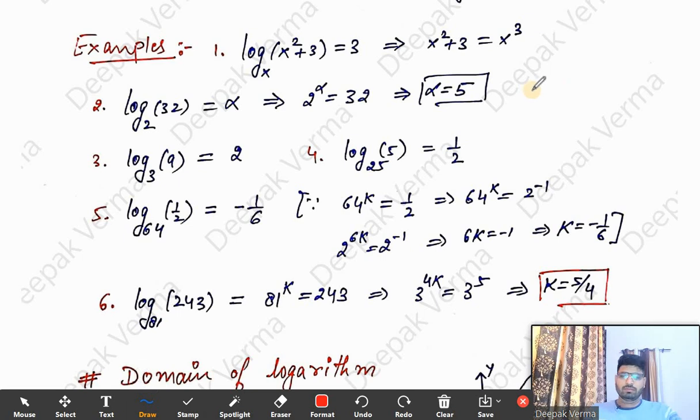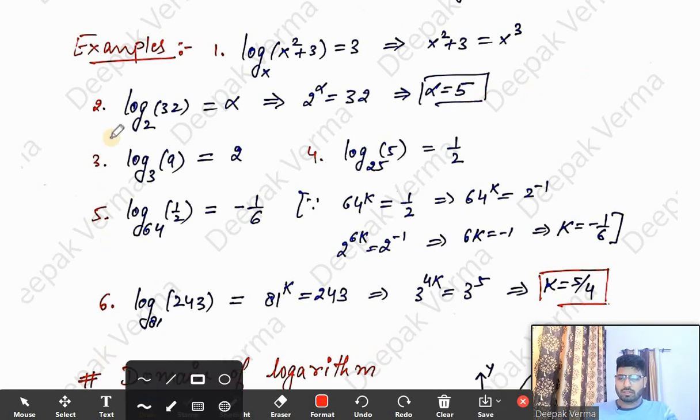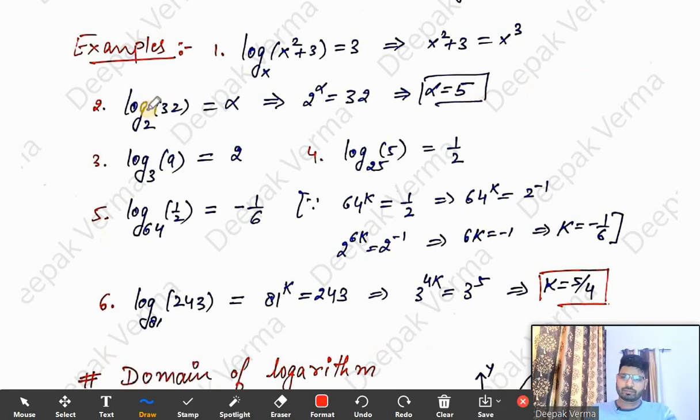Now we have 2 to the power alpha equals 32, and 32 we can write as 2 to the power 5. Now we have equal bases on both sides, so we can compare the powers. Alpha is equal to 5. Got it? Also we can look at it like this: what should be the power of 2 in order to get 32? Of course this is 5, so we can directly write down the answer 5.